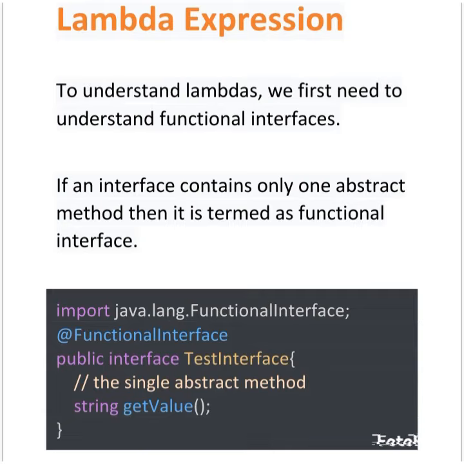Here we have created test interface and there is single abstract method getValue inside it. We have annotated this method with @FunctionalInterface annotation. This annotation is not mandatory. Any interface with single abstract method will work as functional interface.